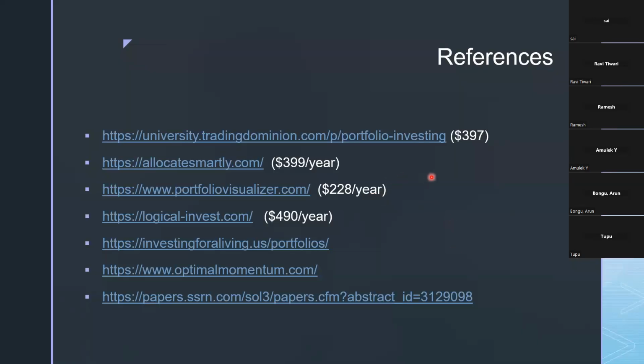These are just some of the things that I use to get some of that information. Portfolio investing from Trading Dominion is a course you can take. It's only $397, but you learn a lot in that course. Allocate Smartly is one of the tools I use. I also use Portfolio Visualizer and Logical Invest, and if you want to do it yourself, I can help you do that too. But you're still going to be spending a lot of money to get this going, and you're going to have to do all your learning, trial and error, and building your model portfolios. So you can go either way on that.